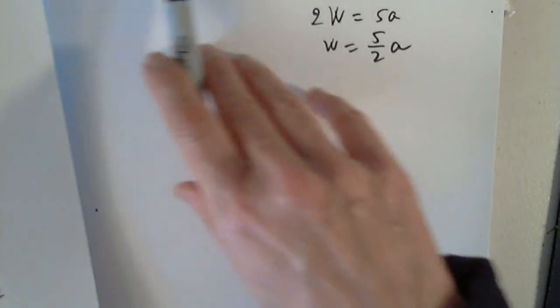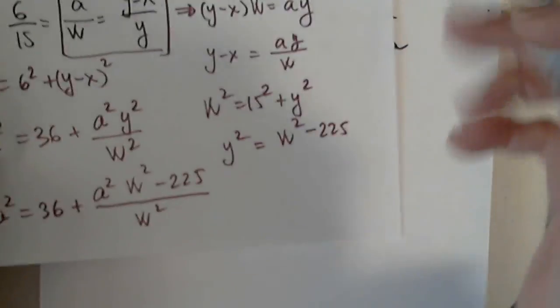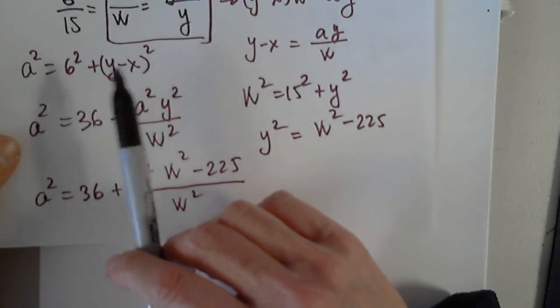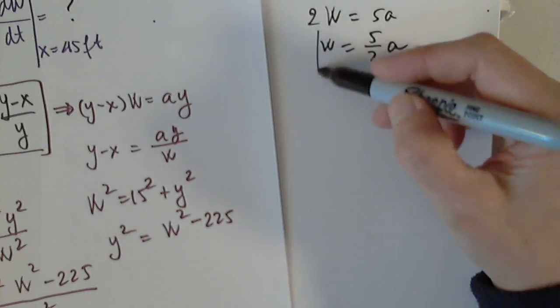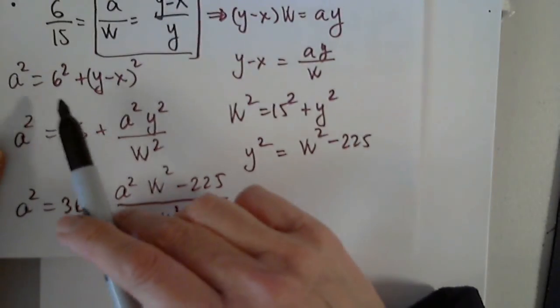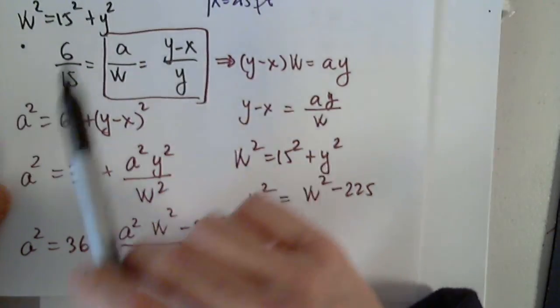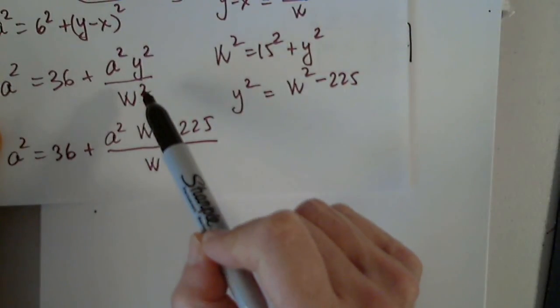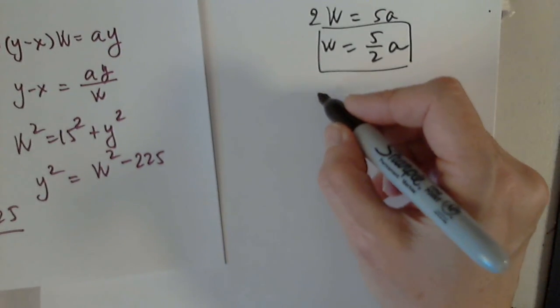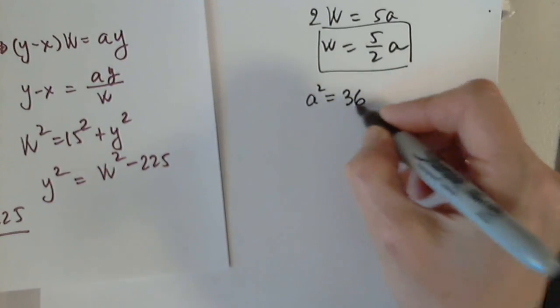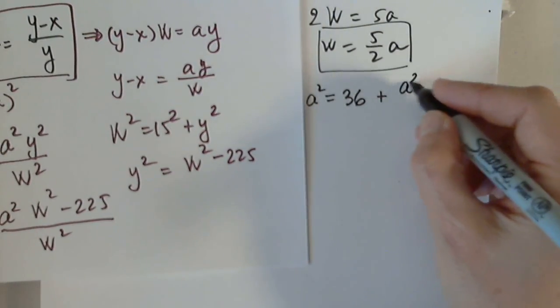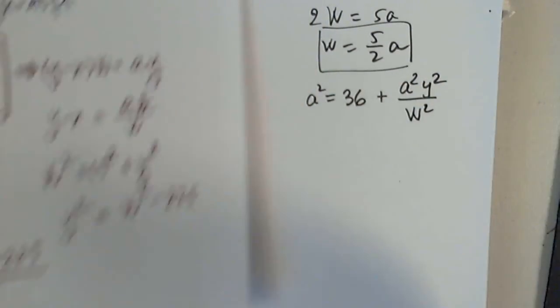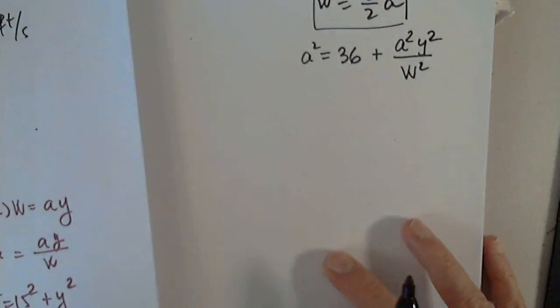But I went a little bit in circles because these two went away. So I'm just checking why that happened. So I do have this relationship, which is a good one. Then a squared is 6 squared. Yes, y minus x squared. That's correct. Okay, so we have a squared equals 36 plus a squared y squared over w squared that I have.